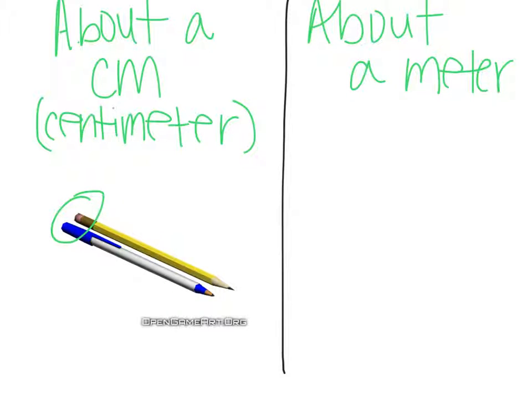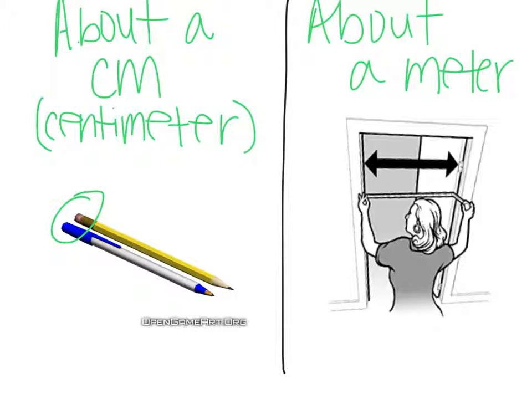So if you set your eraser down, how wide your eraser is is about 1 centimeter. And for about a meter we have the width of a door. So if you're standing inside the doorway and you spread your arms out from one end of the doorway to the other end of the doorway, the length in between the doorway is about 1 meter. You'll want to add the doorway to your guided practice worksheet.